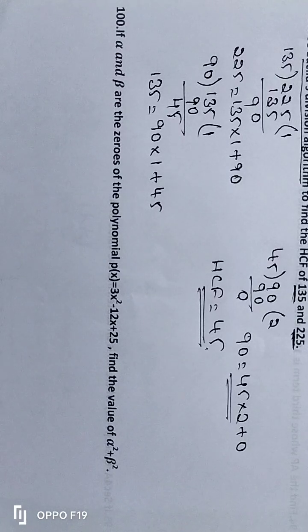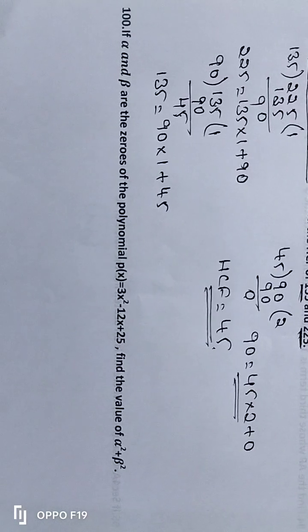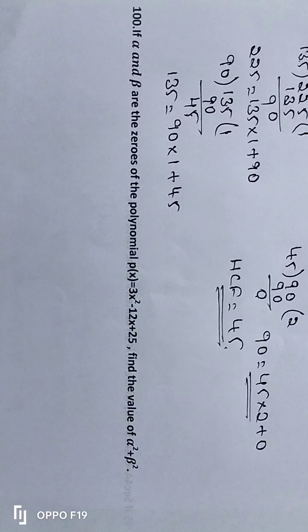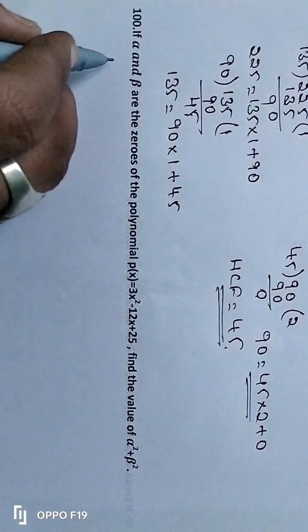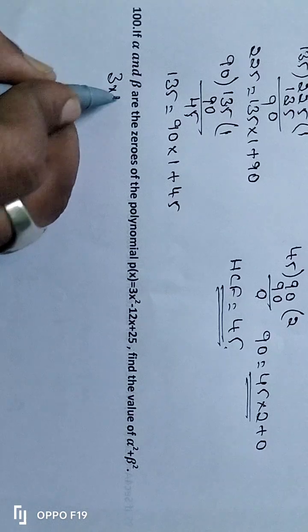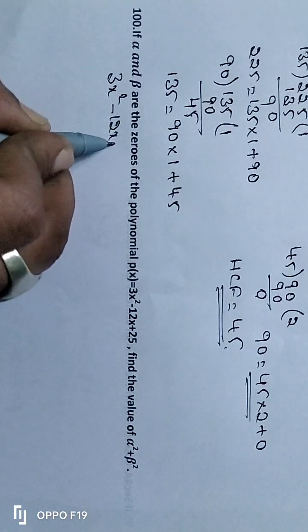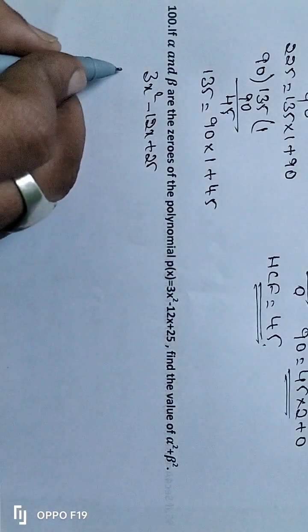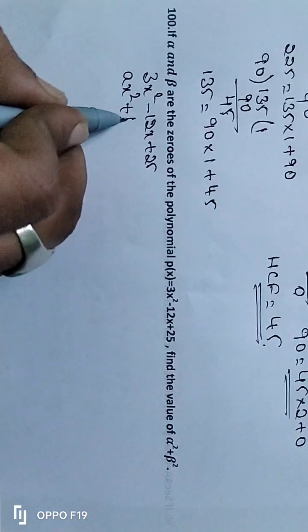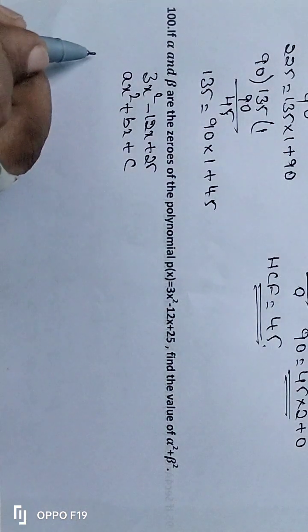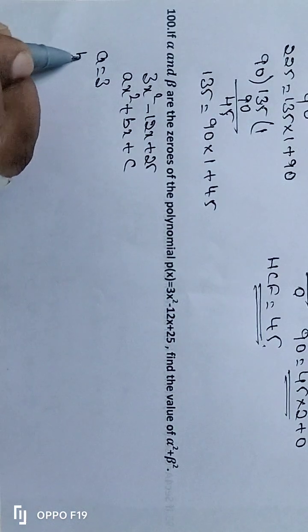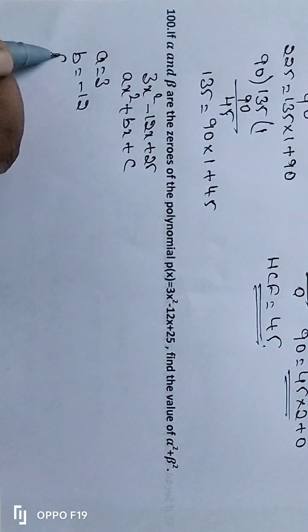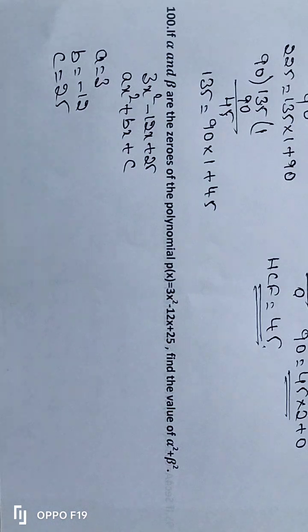If alpha and beta are the zeros of the polynomial p of x is equal to 3x square minus 12x plus 25, we have to find the value of alpha square plus beta square. Now let us take the given polynomial 3x square minus 12x plus 25. Compare it to the standard quadratic polynomial ax square plus bx plus c. What is a? a is equal to 3. What is b? b is equal to minus 12. What is c? c is equal to 25.